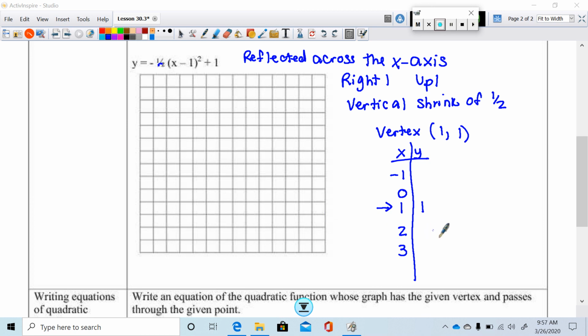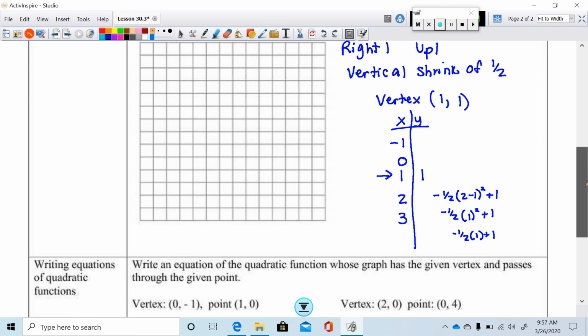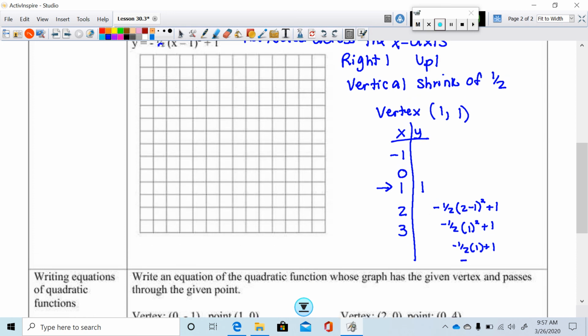So I'm going to take the 2 and plug it into the equation. So -1/2 times 2 minus 1 squared plus 1. That's -1/2. 2 minus 1 is 1 squared plus 1. -1/2. 1 times 1 is 1 plus 1. -1/2 plus 1 equals 1/2. So this is 1/2, and the one above the vertex is also 1/2.